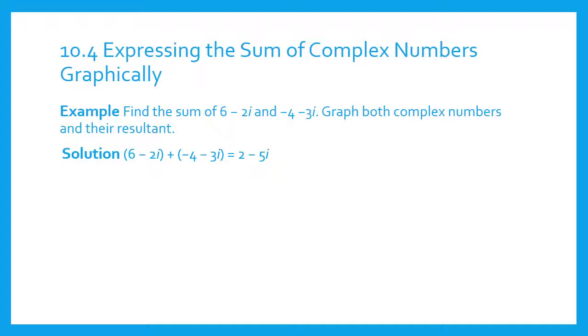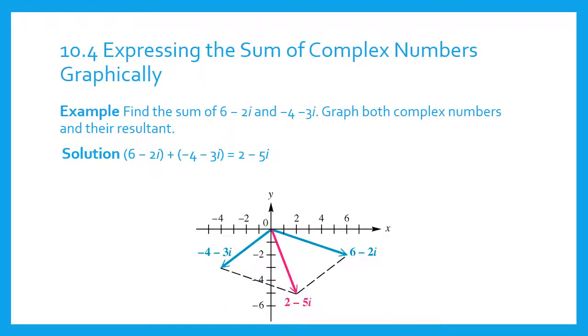Well, we've added these before. This should be no big deal. It's 2 minus 5i. Graphically, we're going to graph negative 4 minus 3i and 6 minus 2i. Draw the rectangle, and the diagonal is the resultant vector of 2 minus 5i.